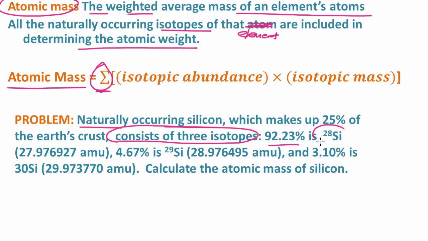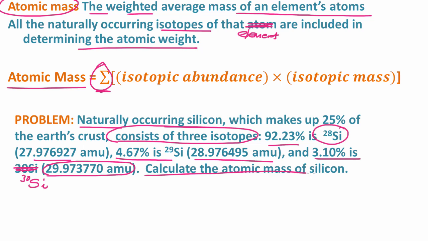92.23% is silicon-28, and here's its atomic mass. 4.67% is silicon-29, and here is the isotopic mass for that. And 3.1% is silicon-30. Let me rewrite that. I forgot to put the superscript there. And here is the isotopic mass for silicon-30.